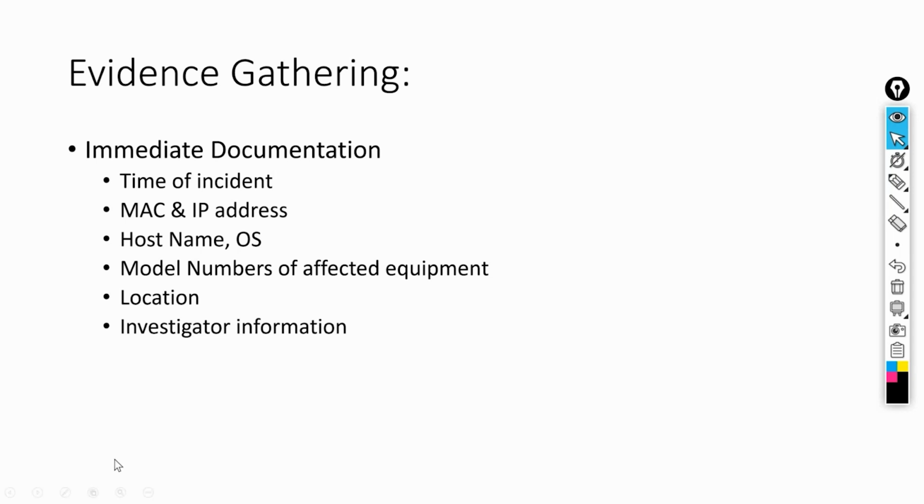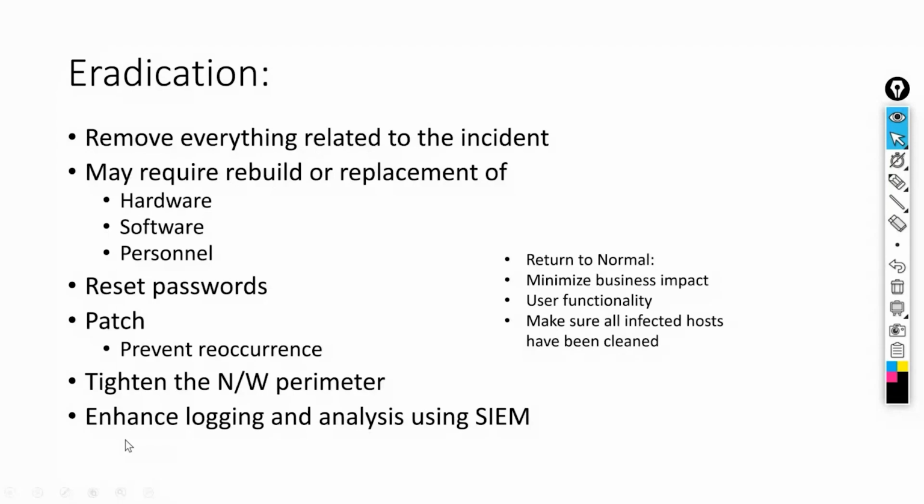Now, once you have collected the evidence, the next thing is your eradication. So remove everything related to the incident. It may require a rebuild or replacement of hardware, software, or people. So one live example: an employee committed a fraud. The employee accessed a social networking site on the company-provided laptop between 9 to 6.